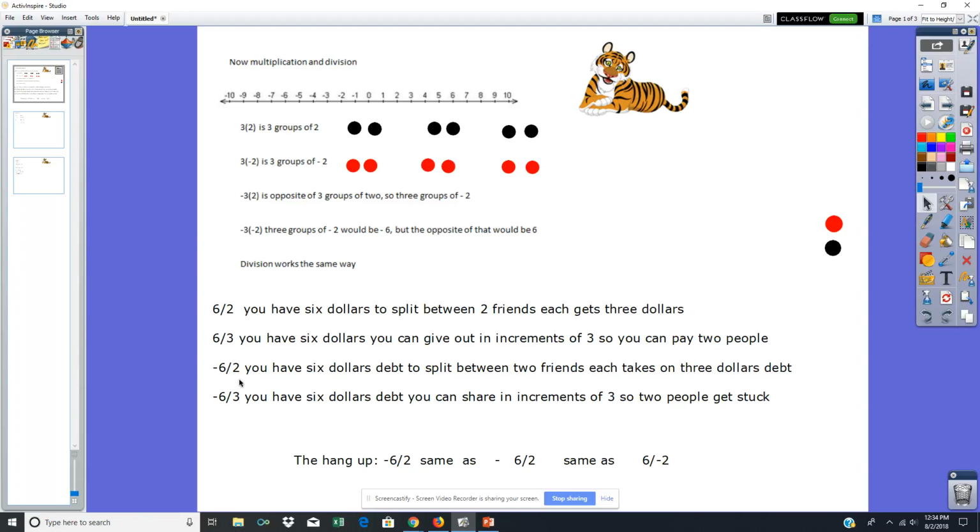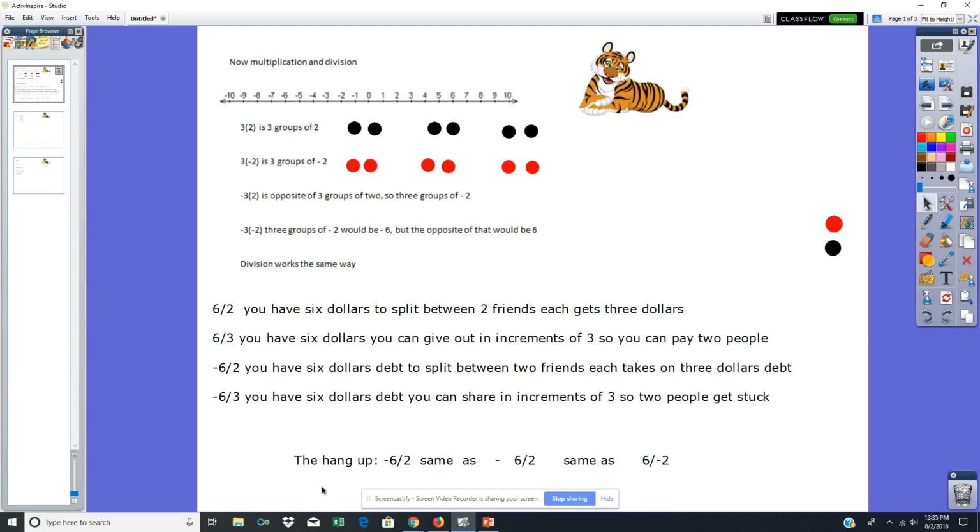Negative 6 divided by 2, you have $6 of debt to split between 2 friends, so each takes on $3 of debt, each gets negative $3. Or negative 6 divided by 3, you have $6 of debt. You can share in increments of $3 of debt, so 2 people get stuck. Okay, 6 divided by 2 is 3, 6 divided by 3 is 2, negative 6 divided by 2 is negative 3, and negative 6 divided by 3 is negative 2.